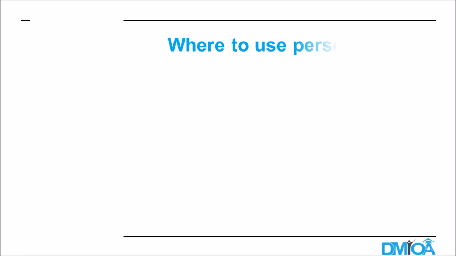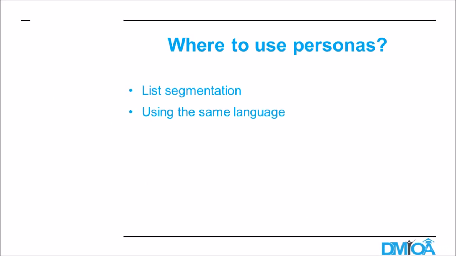So where do we use this persona? We use it in list segmentation when doing email marketing. We use it when creating the language or the content, when we use the same language as the persona speaks. For example, if we are targeting accountants, we speak the language of finance. If we're targeting lawyers, we have a more formalized language. We use personas to map them to the content that we have created, also to the sales funnel.